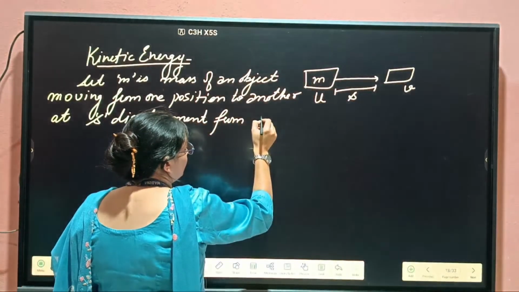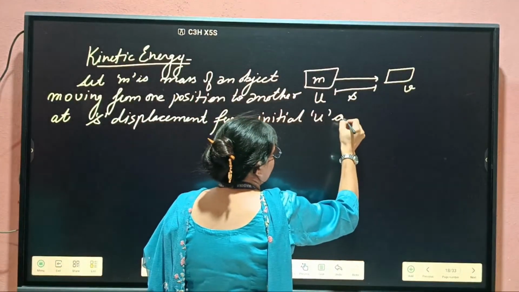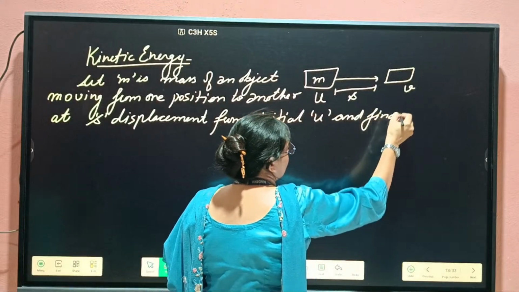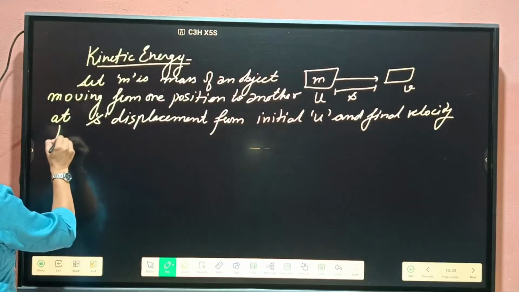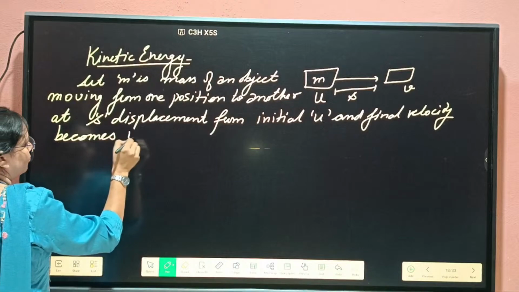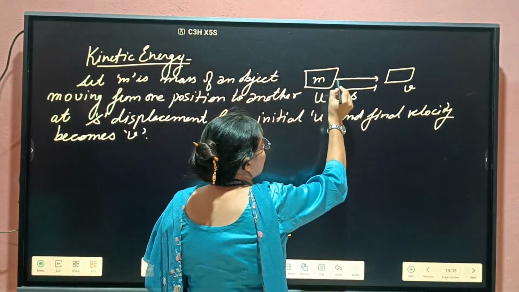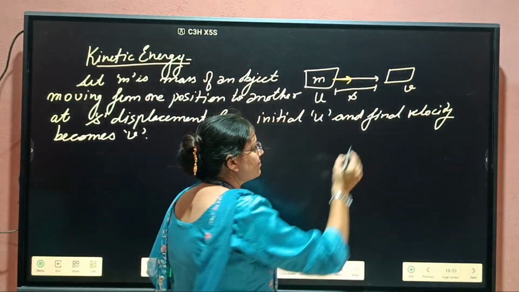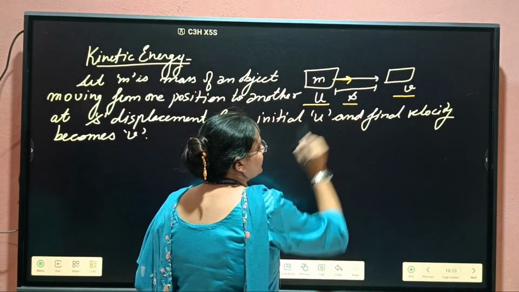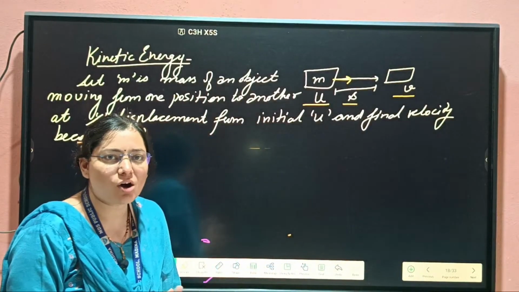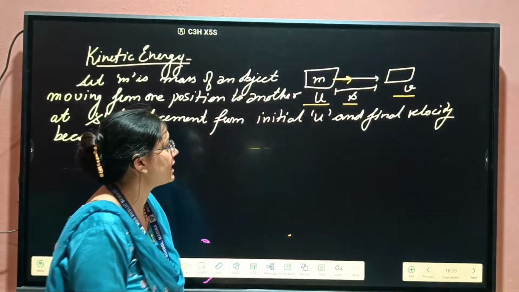From initial velocity u, the final velocity becomes v. We are assuming this object is moving in this direction, and after some time finally its velocity becomes v, the initial velocity is u, within s displacement. So how can you find its kinetic energy? The energy stored due to the motion of any object is known as kinetic energy.